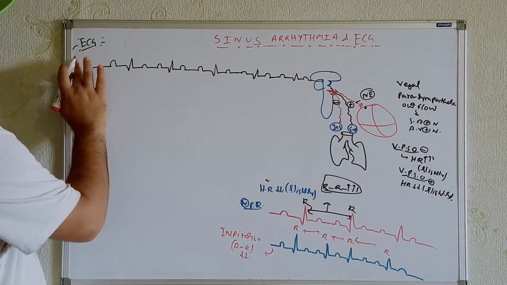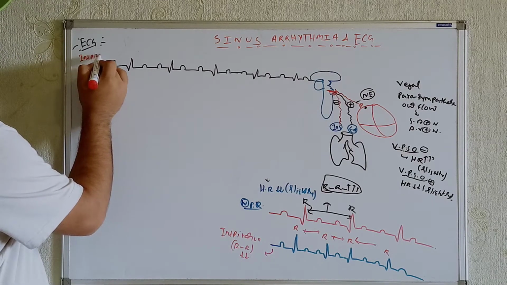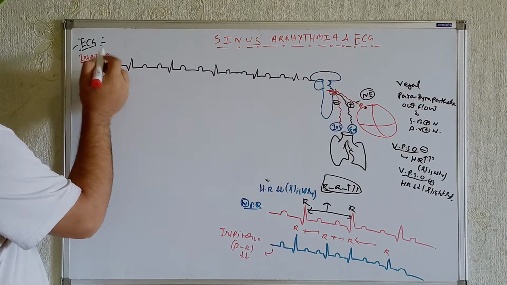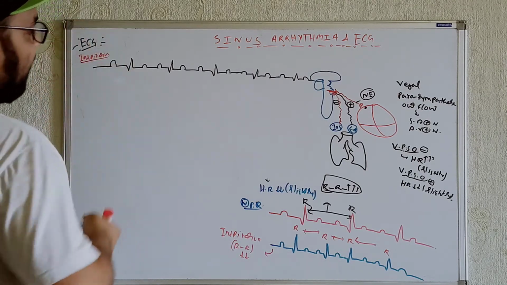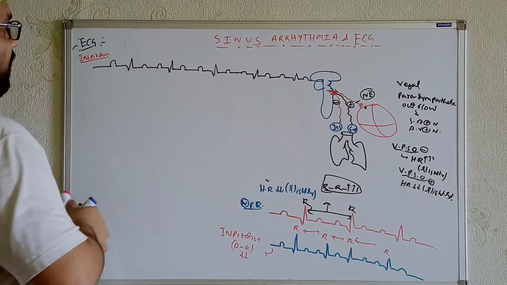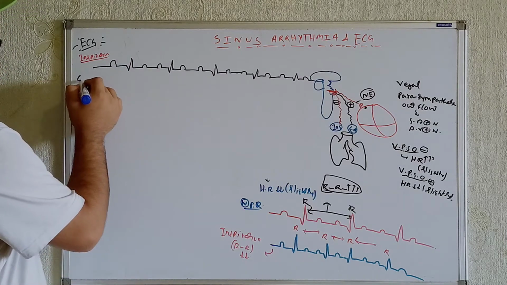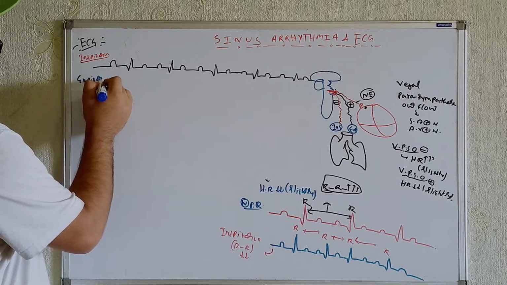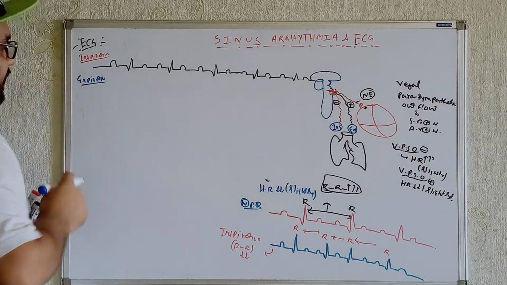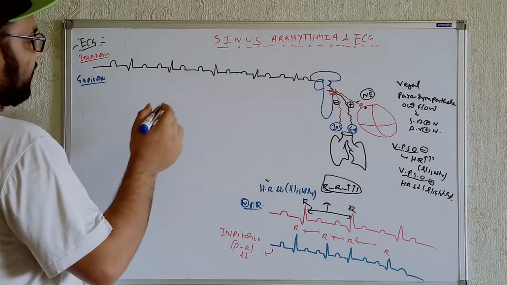Let's write it over: during inspiration. What type of thing will we get during inspiration? I have already said the RR interval will be less. Now, what type of thing will we see in case of expiration? During expiration, we'll see that the heart rate will be less. So whenever the heart rate is less, the RR interval will be more.